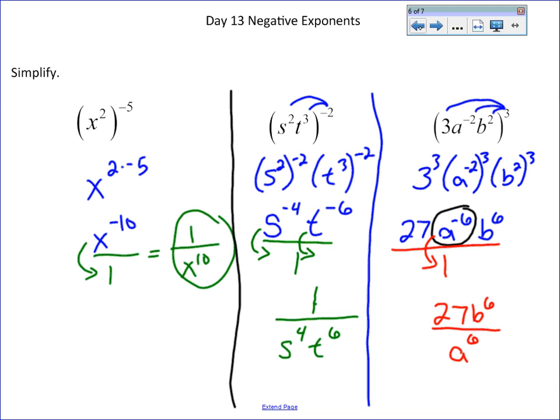I hope that answered your questions and helped show you the basics of simplifying negative exponents. We really only focused on moving things down. Eventually, we're going to start getting into the division rules where we might actually have to move things up as well. But that'll come down the road.